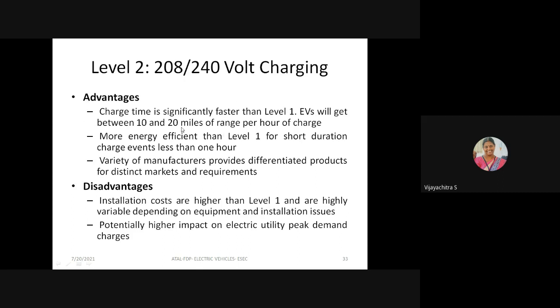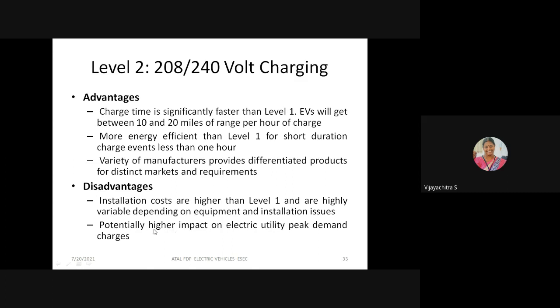And wherever there are advantages, there will be disadvantages. Because of this higher level than level 1, installation costs are somewhat higher than level 1 and are highly variable depending on the equipment and the installation issues. So, depending upon the design of the equipment and the requirement of the application, we can do the installation, for which the cost may vary according to the size and the type of the application.